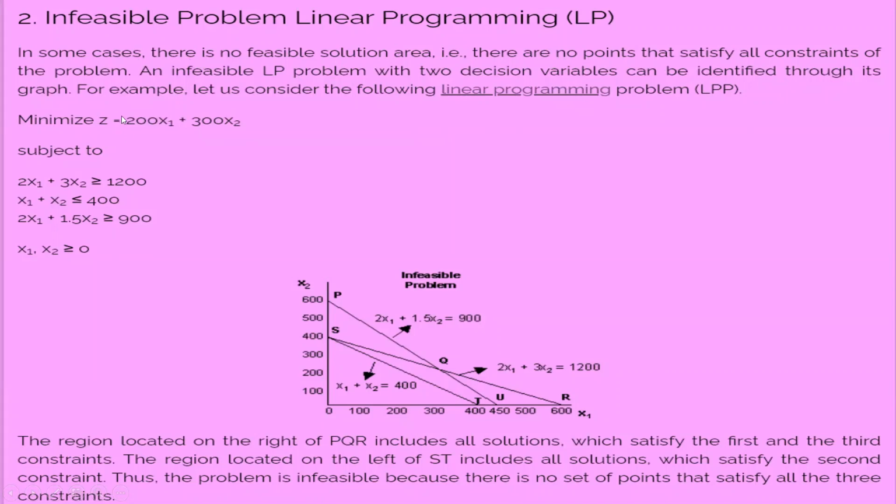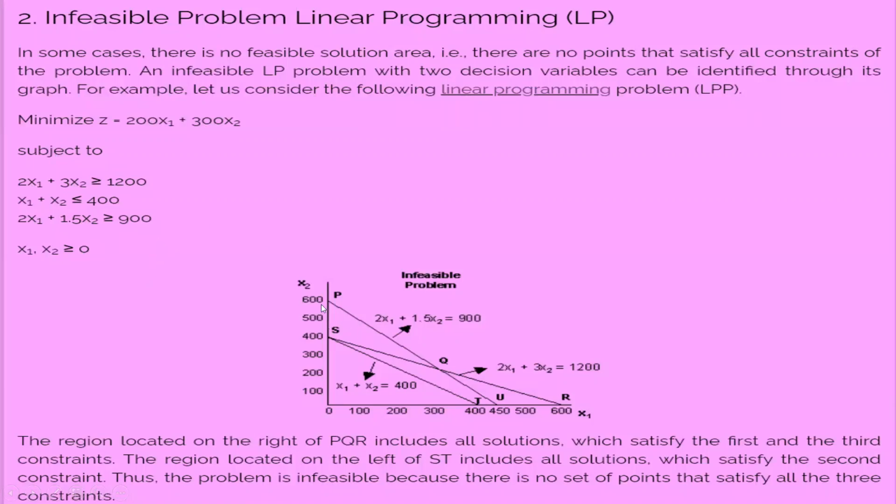So here is an example of an infeasible problem. The objective function is minimize z equals 200x1 plus 300x2, subject to the constraints 2x1 plus 3x2 is greater than or equal to 1200, x1 plus x2 is less than or equal to 400, 2x1 plus 1.5x2 is greater than or equal to 900, and the non-negative constraints, that is x1, x2 is greater than or equal to 0.